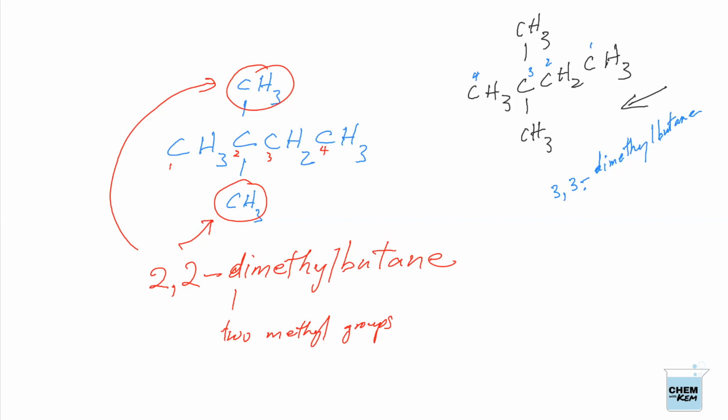But this though is wrong, because you want to get the numbers being as small as possible. So when you're giving the location of your groups, you want the numbers to be as small as possible. So in a sense, 3,3 versus 2,2. 2 plus 2 is 4. 3 plus 3 is 6, which is bigger than 4. So you'd use the 2,2. So you always number such that the location of your group or your substituent gets the smallest number.